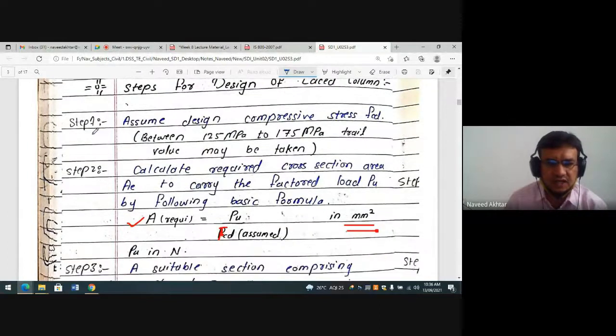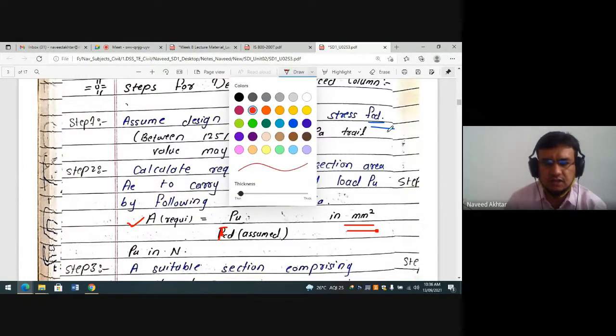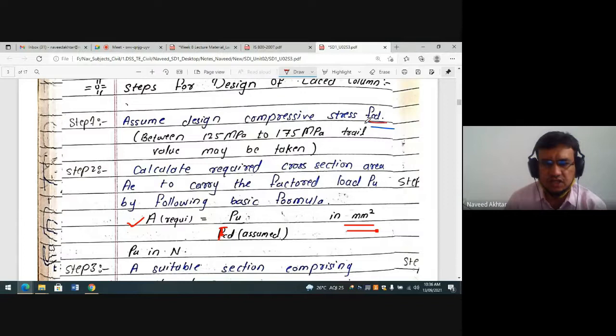Now steps for design of built-up column. Step number 1, assume the design compressive stress FCD. FCD किसको बोलते हैं हम लोग? हाँ, compressive. And FCD for the column, we already know earlier, it should be in between 120 to 180 MPa. इसके बीच में सेलेक्ट करते हैं. यहाँ पर लैसिंग सिस्टम है, तो यहाँ पर 125 MPa से 175 MPa के बीच में ट्रायल सेक्शन हम लोग लेंगे.